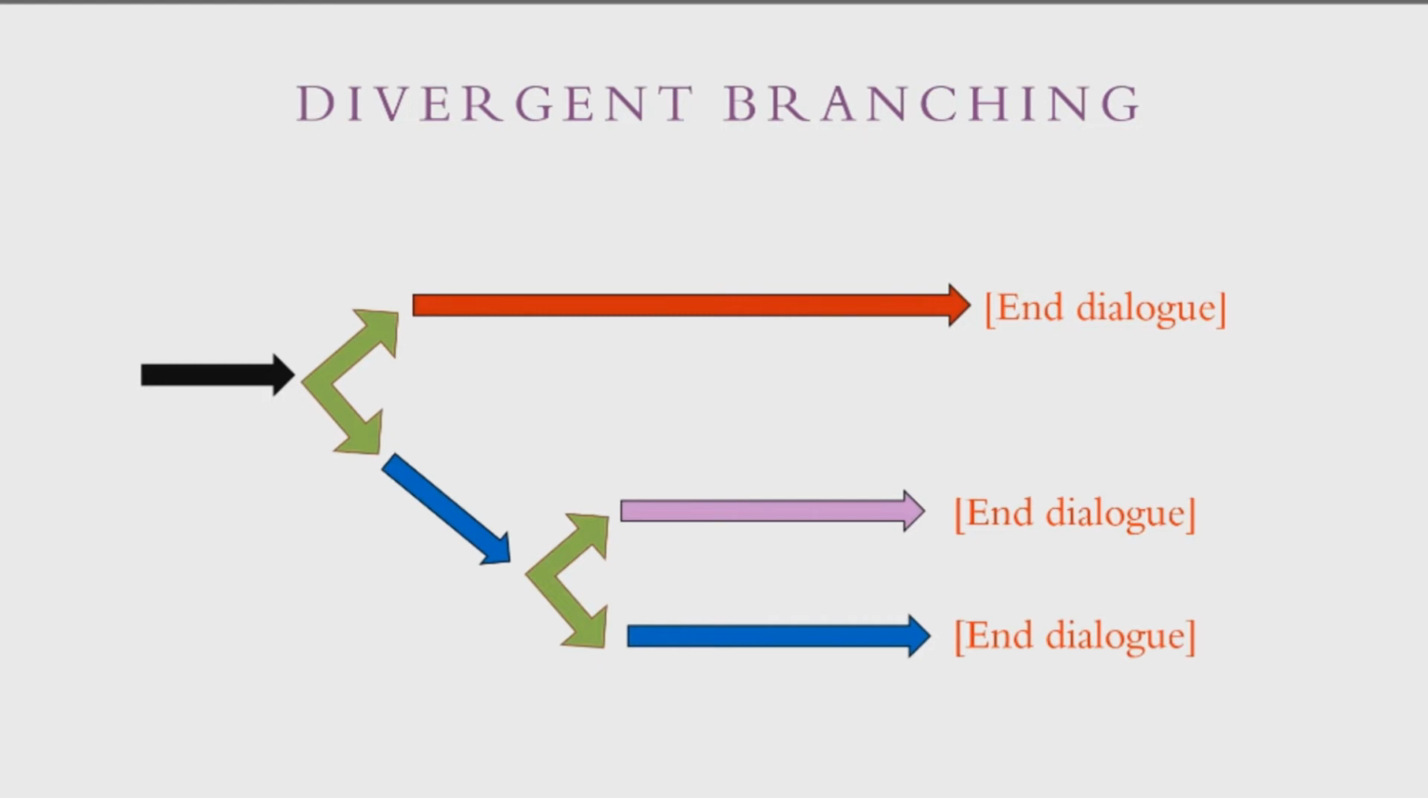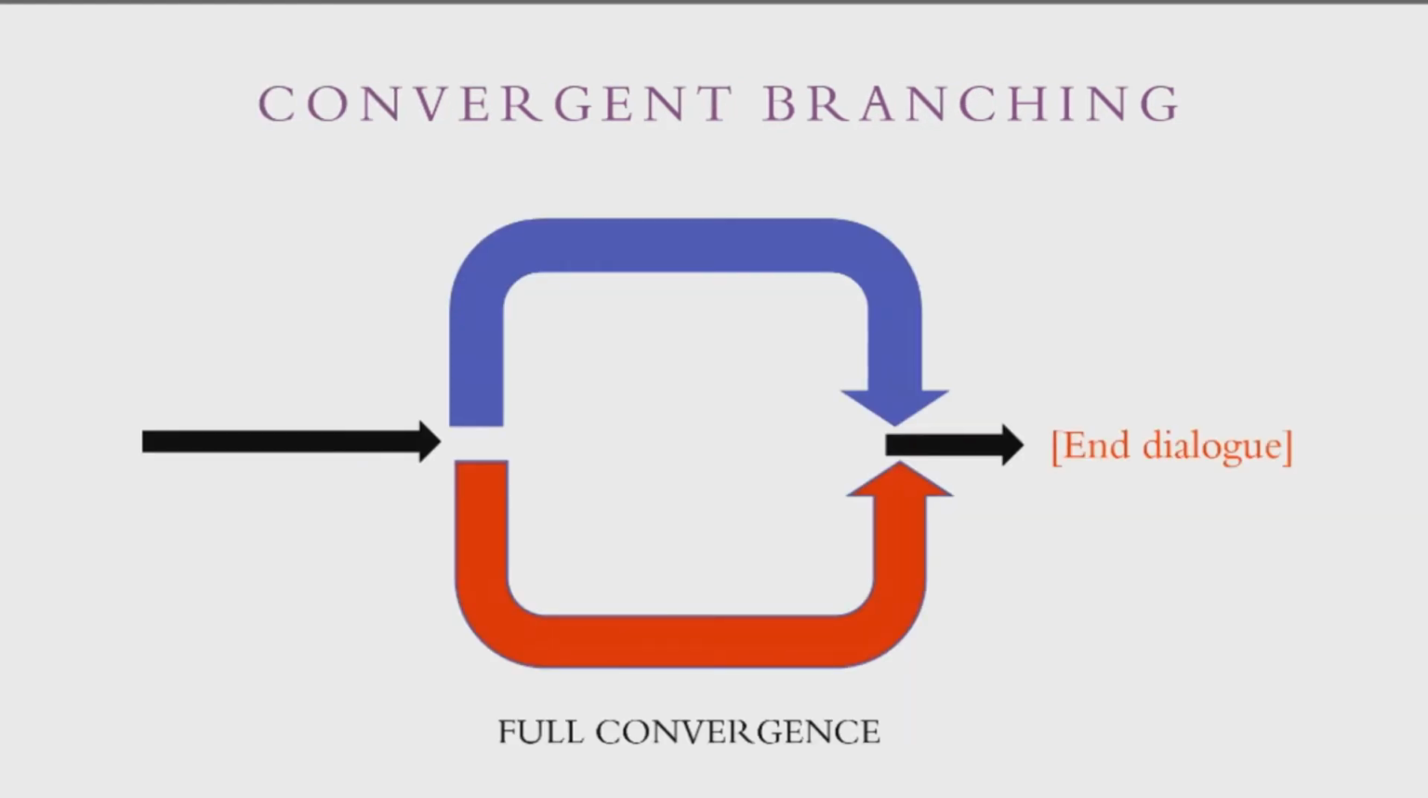However, convergent branching exists. This is full convergence. This is when you split off, do your own thing, and then come back, meet up, and have the end be the same. This is really nice to use because it checks all the boxes.